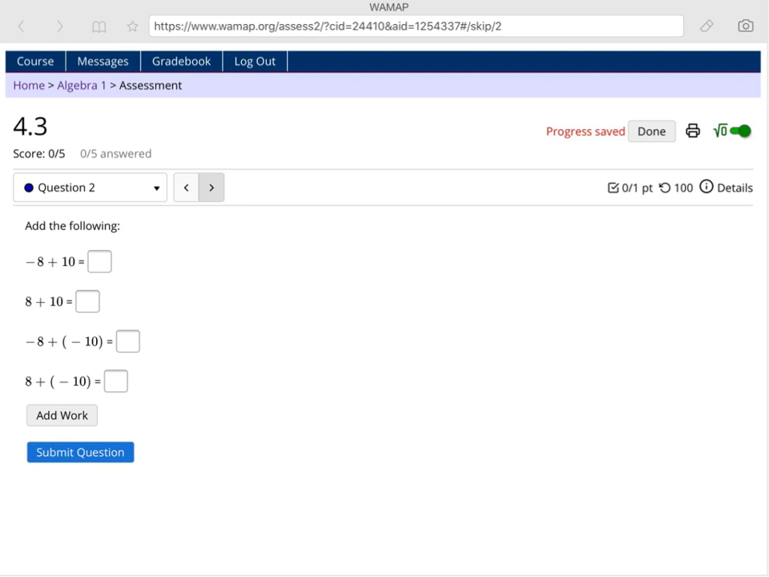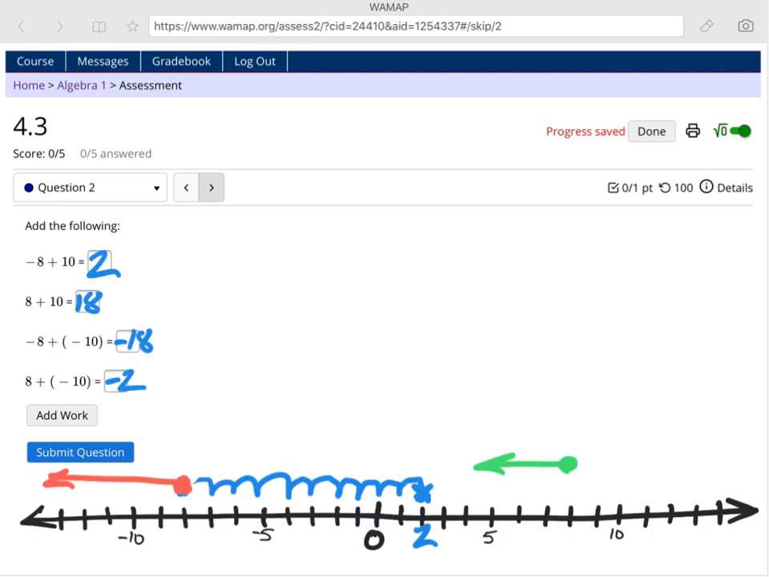And then for the last one here, we're doing 8. So I start up at a +8 plus a -10. So -10 means go down 10 from 8. And if you count it out, you will find that that drops us off then at -2.